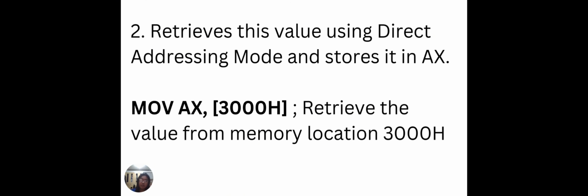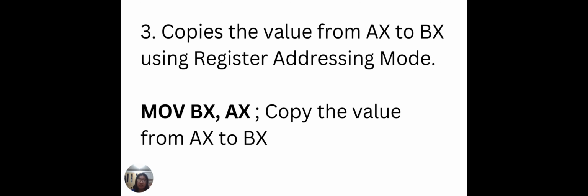The next instruction is to retrieve this value using direct addressing mode and store it in AX. The code for this would be MOV AX, [3000H], which retrieves the value from memory location 3000H. Next instruction is to copy the value from AX to BX using register addressing mode. Here it's very easy, you just need to put the code MOV BX, AX, because it copies the value in AX to BX.